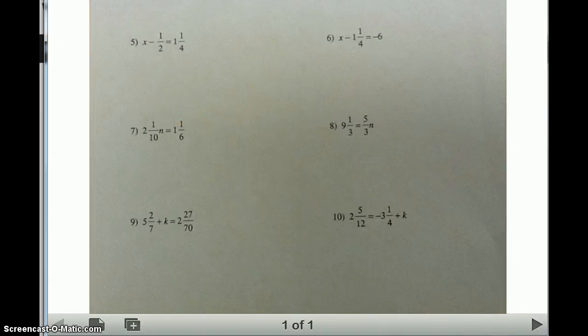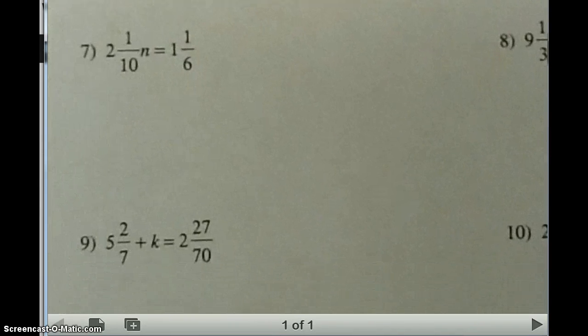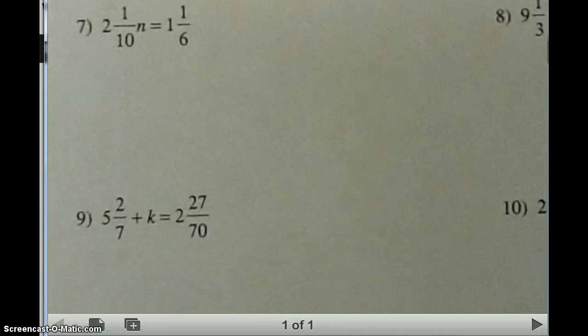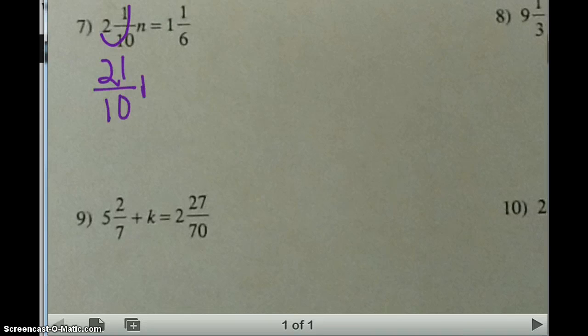Number 7 is a beautiful little multiplication problem. And because it's a multiplication problem, I'm going to see if I can blow that up. How do you undo multiplication? You are right. You have to go through and divide. But what I know about this, first of all, I cannot have the 2 1/10. Because it's multiplication on this one, I do have to find an improper fraction. So 2 times 10 gives me 20. So 21/10 times n equals, over here, 1 times 6 plus 1, so 7/6.